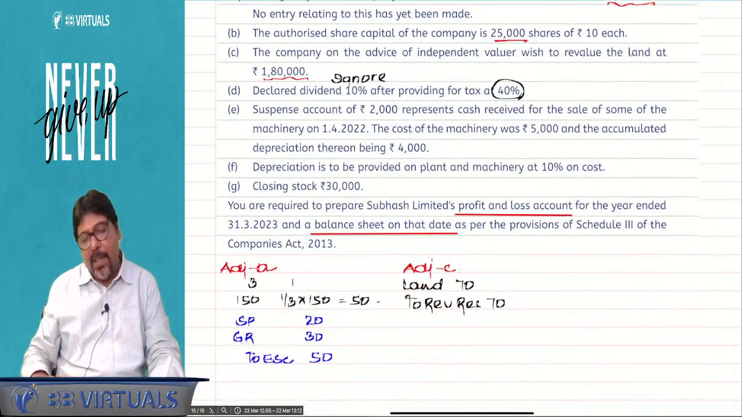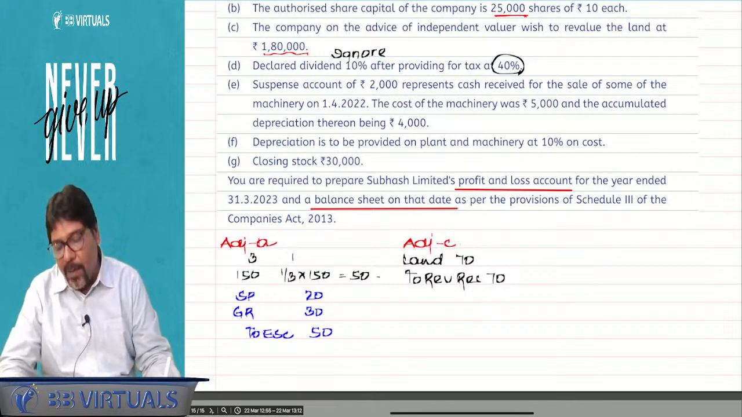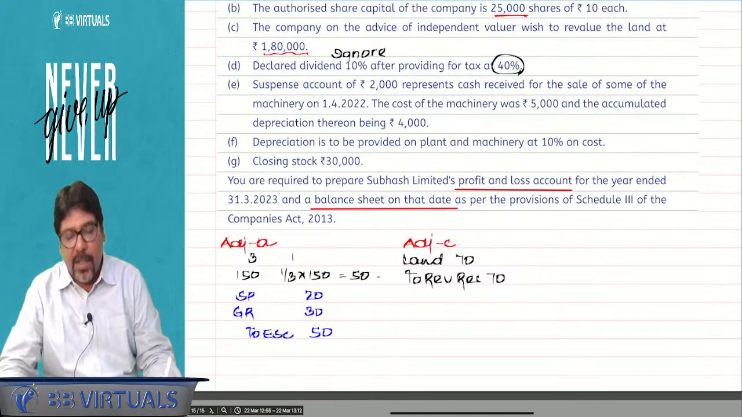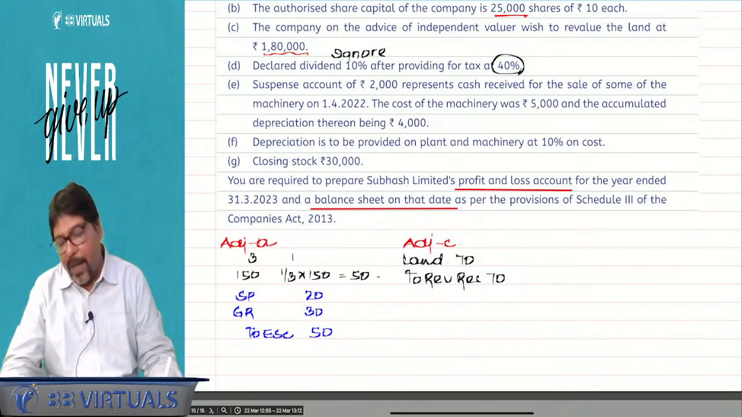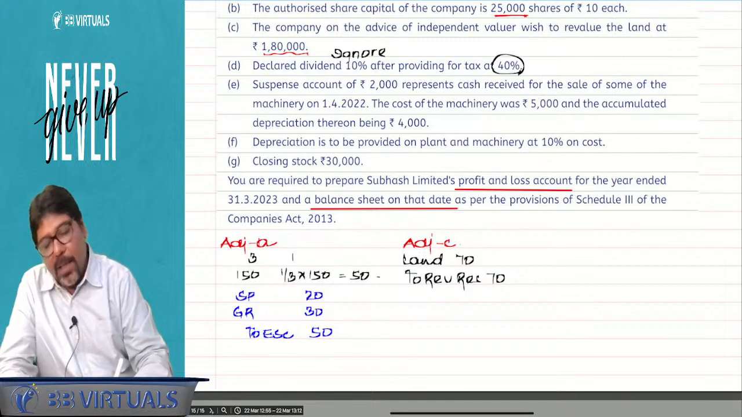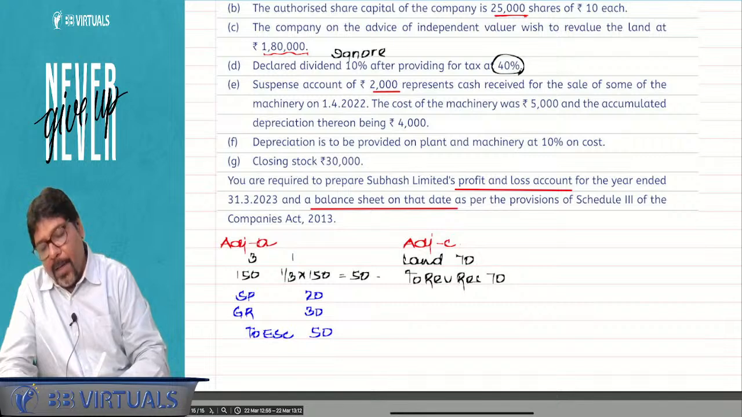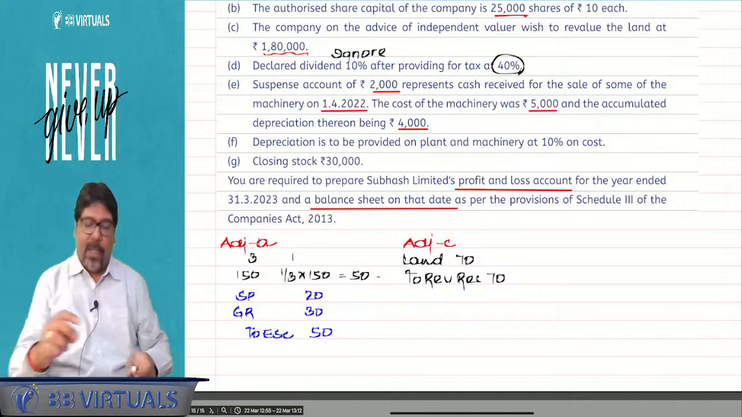Suspense account of rupees 2,000 represents cash received for sale of some of the machinery on 1/4/22. The cost of the machine was how much? 5,000, and accumulated depreciation thereon being how much? 4,000. Now, my wonderful chartered accountants: suspense account of rupees 2,000 represents cash received for sale of some machinery on 1/4/2022. The cost of the machine was 5,000, accumulated depreciation 4,000.